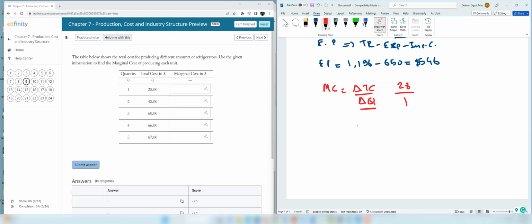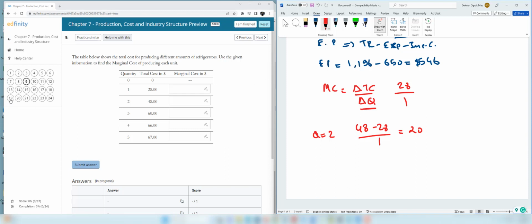Marginal cost of the second unit is 48 minus 28 divided by 1. So this is the marginal cost of the second unit, which is $20. The third unit additionally costs us $12. The fourth unit $6, and the fifth unit costs us $1. So this is how you calculate the marginal cost.